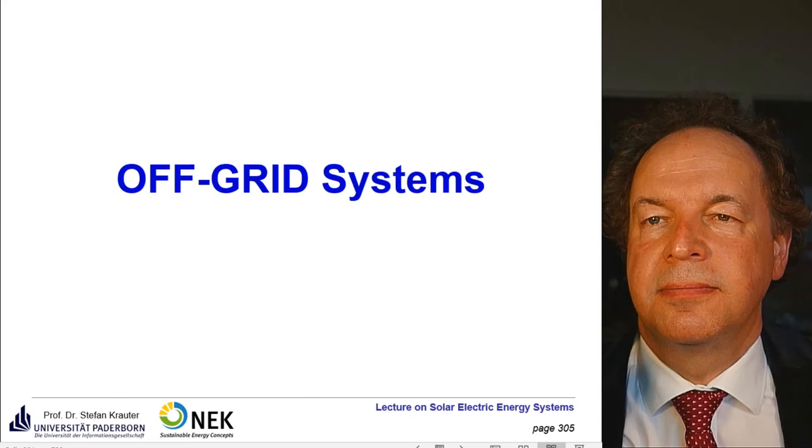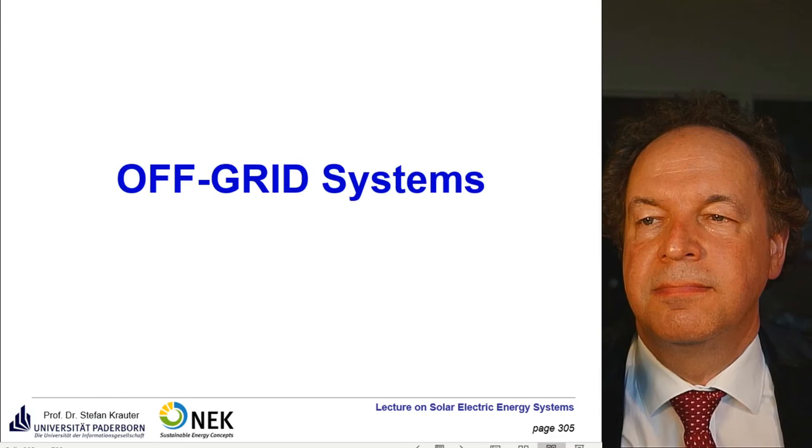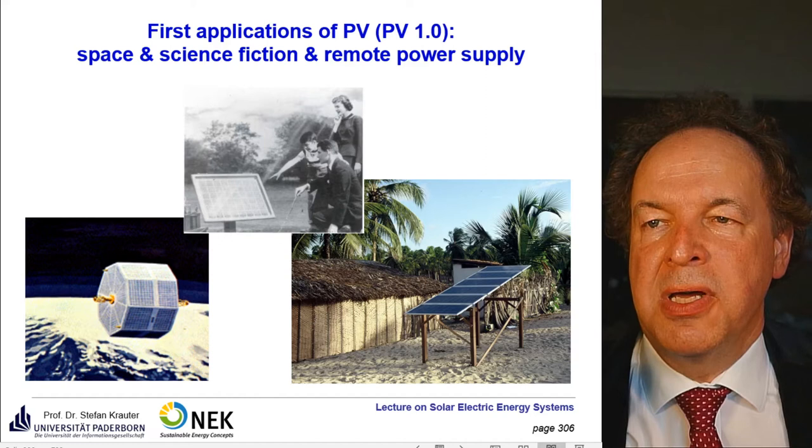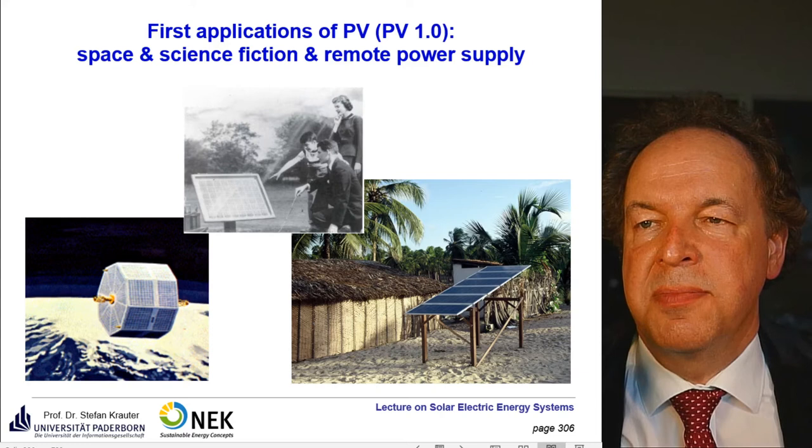Let's come to off-grid systems. Off-grid systems actually have been the first photovoltaic systems. They were applied first in satellites. Cost didn't matter so much because there were not a lot of options. There was not the possibility of grid connection and so on. And these systems in the 50s and 60s have been terribly expensive.